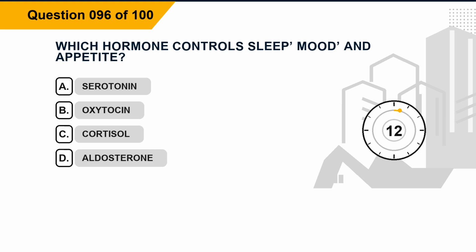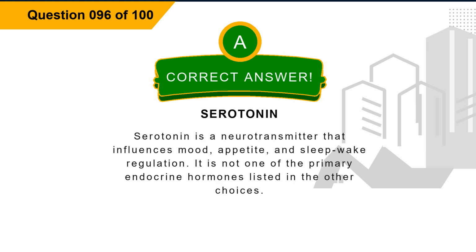Question 96. Which hormone controls sleep, mood, and appetite? Option A. Serotonin. Option B. Oxytocin. Option C. Cortisol. Option D. Aldosterone. The correct answer is option A. Serotonin. Explanation. Serotonin is a neurotransmitter that influences mood, appetite, and sleep-wake regulation. It is not one of the primary endocrine hormones listed in the other choices.